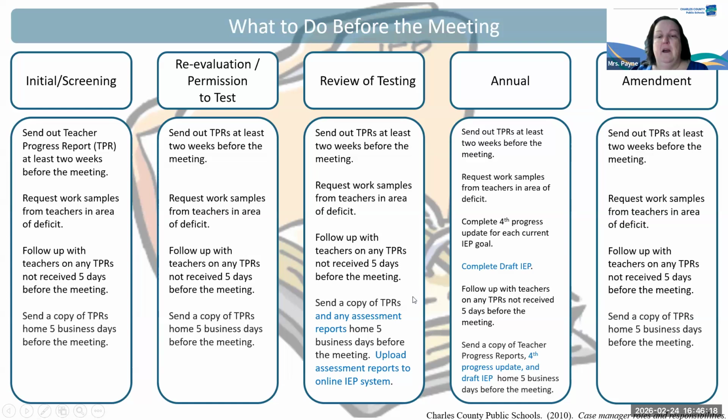We are also going to send copies of any assessment reports, for instance, the Woodcock-Johnson, okay? And we also need to upload those documents to our online IEP system so that everybody has access to them. For the annual meeting, we're also sending home a copy of the draft IEP. In addition, every year we do quarterly updates, and we send those home to parents via email every quarter.